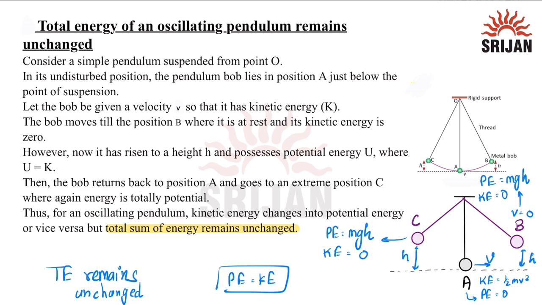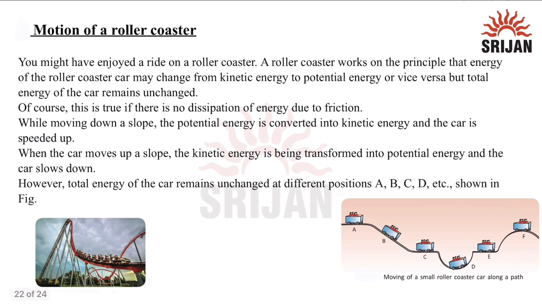So can we say that from position A to position B, kinetic energy got converted into potential energy, and from position B to position A, potential energy got converted into kinetic energy, and the same for C and A? So this is how the pendulum oscillates. Now let us see the motion of a roller coaster.